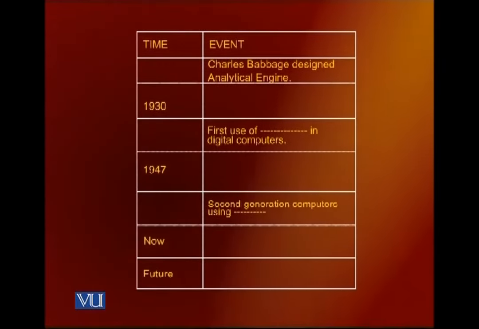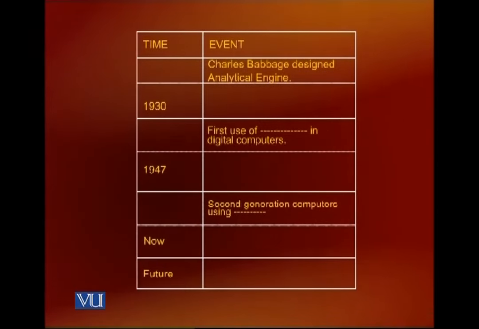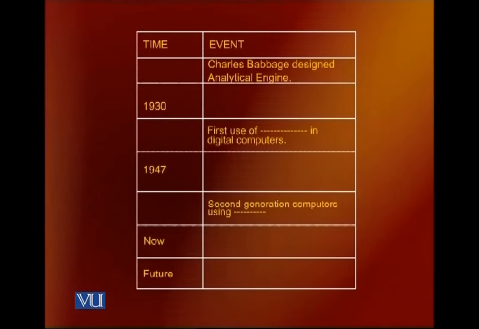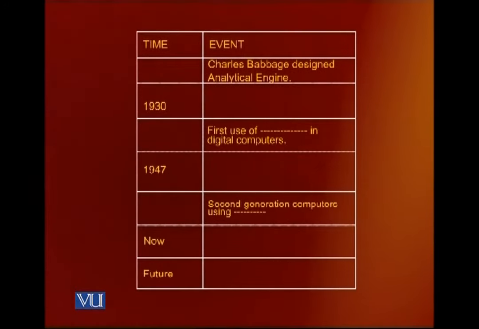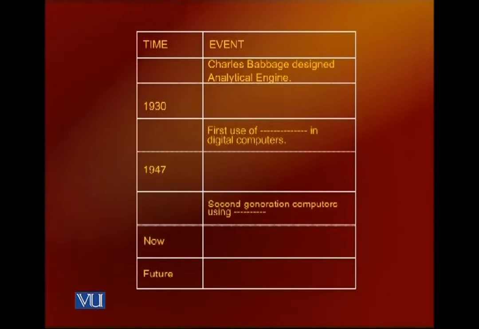There is a gap, a long period, and then you find that the major event that took place was that second generation computers were using something. So when did the second generation of computers come about? Well, they came about in 1960, and they were using transistors. But what happened before that? Before that, the big event that took place was that the first generation computers, which used vacuum tubes, were discovered, they were invented. And the time was 1950. So after 1947, the next major event is the first generation of computers, and that took place in 1950. And in 1960, you have the second generation of computers.